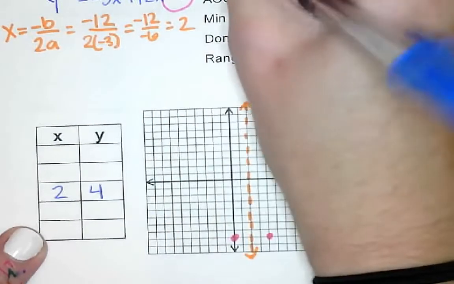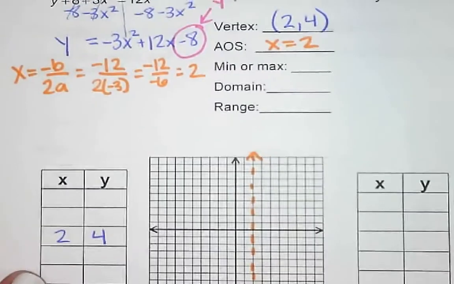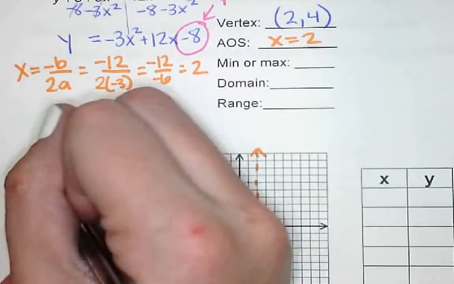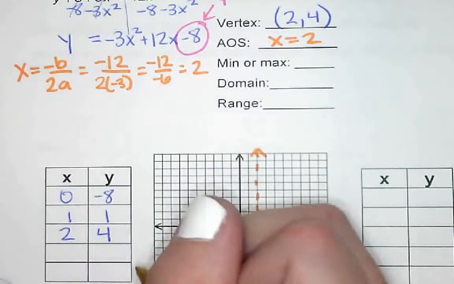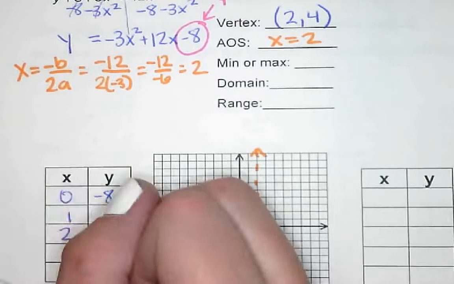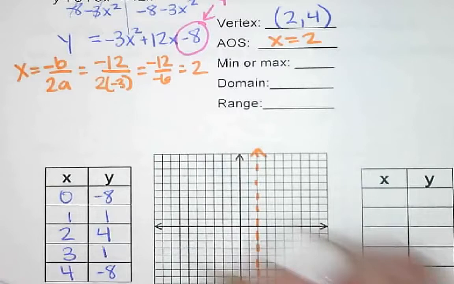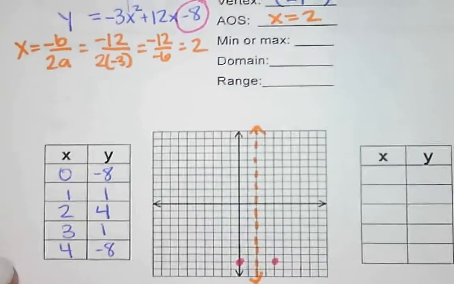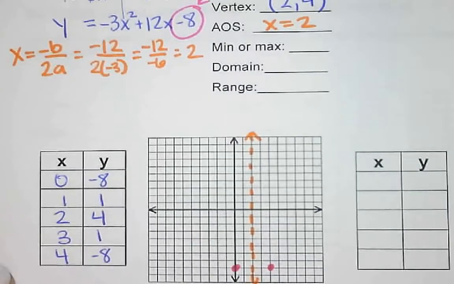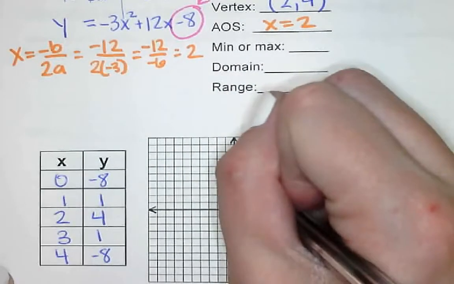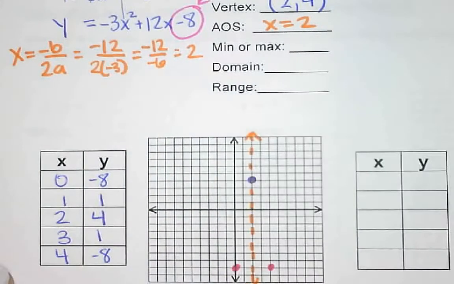And then we also have 1, 1, 0, negative 8, 3, 1, and 4, negative 8. Are y'all good with that? So then we're going to go ahead and graph these other points. So we had 0, negative 8. We had 2, 4. That was my vertex. 1, 1, and 3, 1.